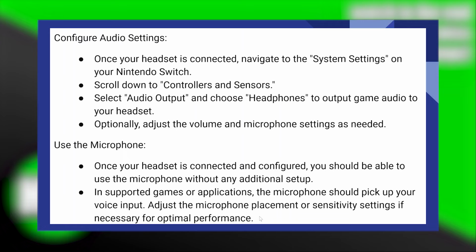Once your headset is connected, navigate to the system settings on your Nintendo Switch. Now scroll down to Controllers and Sensors. Then select Audio Output and choose Headphones to output game audio to your headset. Optionally, adjust the volume and microphone settings as needed.